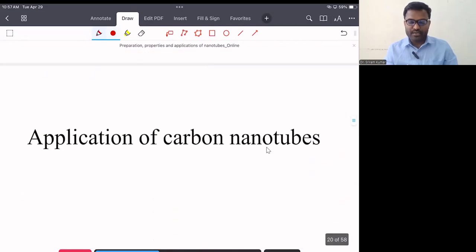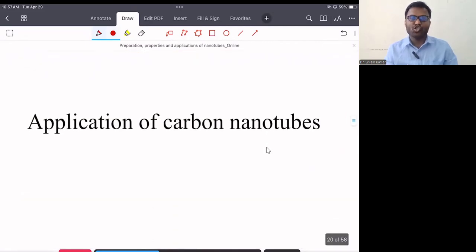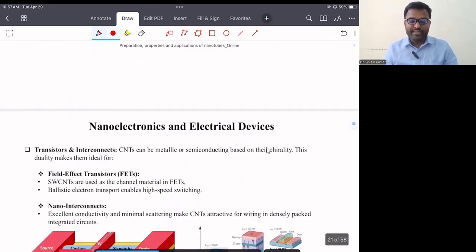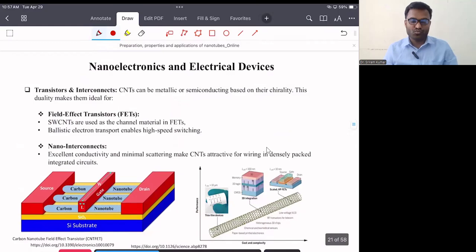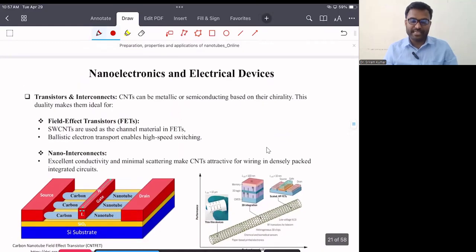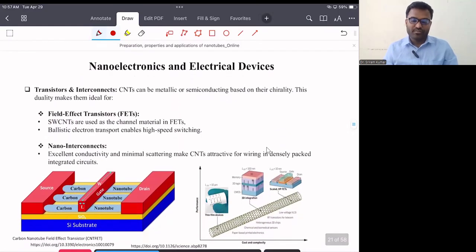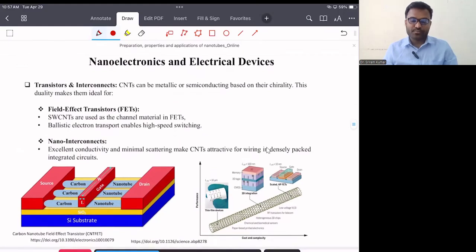So now let's understand what are the key applications of the carbon nanotubes. Once we understand the possible applications, then we will learn how to synthesize carbon nanotubes. So in this class, our aim is to understand the key properties of the carbon nanotubes.